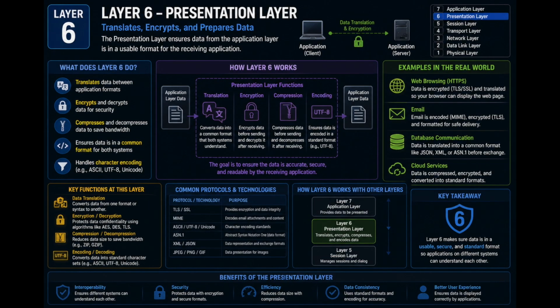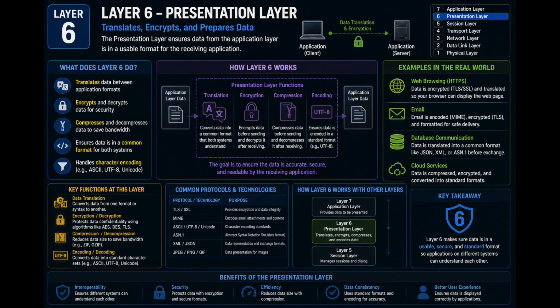Layer 6 of the OSI model is the presentation layer, responsible for translating, formatting, encrypting, and preparing data so different systems can understand each other. It sits between the application layer and lower network layers, ensuring information is delivered in a usable format. Its core tasks include converting data between formats and encrypting and decrypting information for security, compressing data to reduce bandwidth usage, and handling character encoding standards such as ASCII, UTF-8, and Unicode.